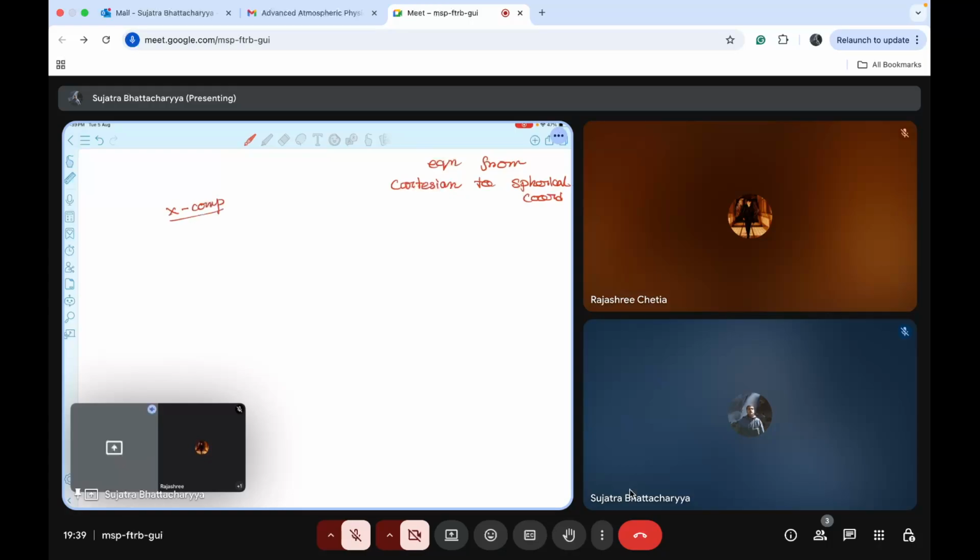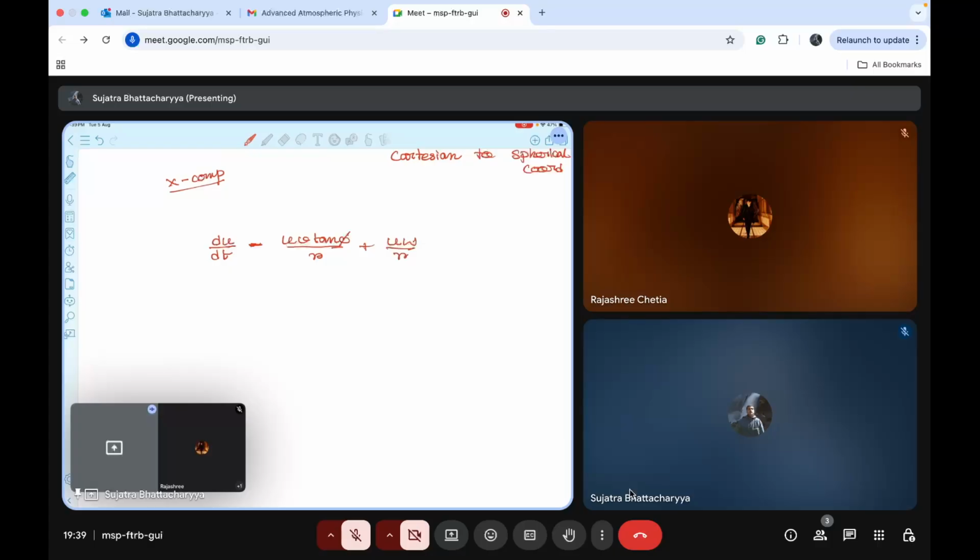X component: du/dt is minus uv tan phi. These are extra terms because of the spherical coordinate, plus uw by r. The right hand side forces will all be the same: minus 1 by rho delta p delta x, minus 2 omega w cos phi minus v sin phi, whichever we have derived, and you can write Frx, the friction, the same.